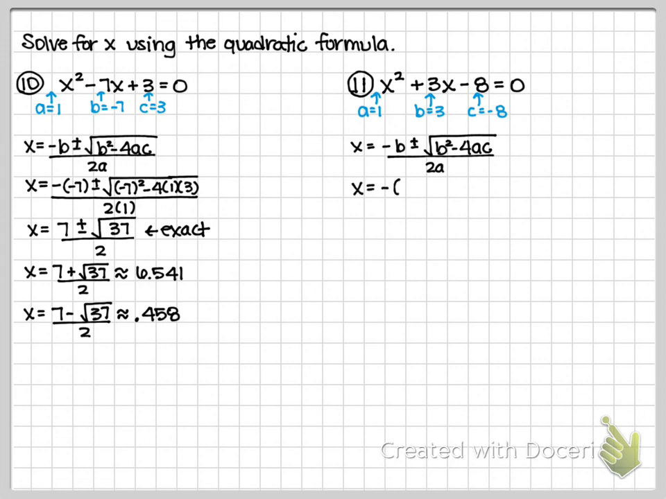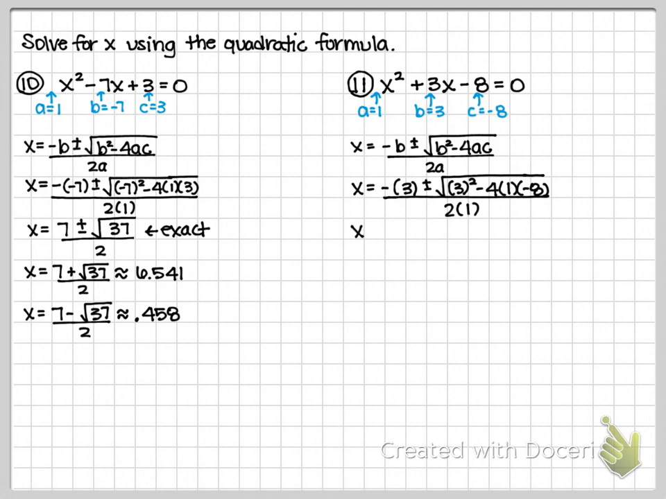Negative parentheses, because you plug b in, b's 3, plus or minus the square root. Put parentheses around your b when you plug it in though. 4 times a, which was 1, and c, which is negative 8. Make sure your square root symbol goes far enough, so all the way across, and then 2 times, well, the a value here was 1.